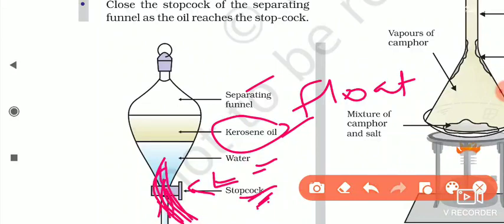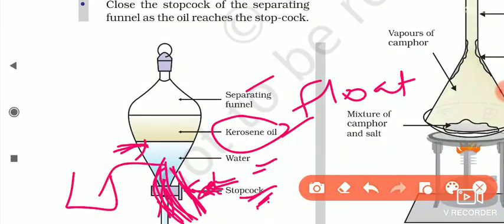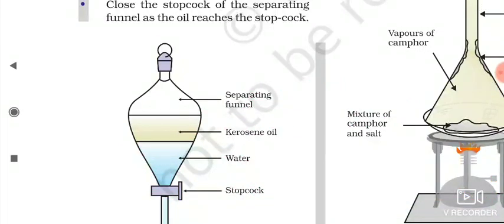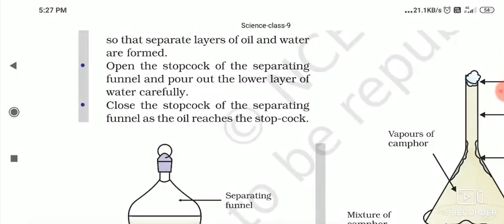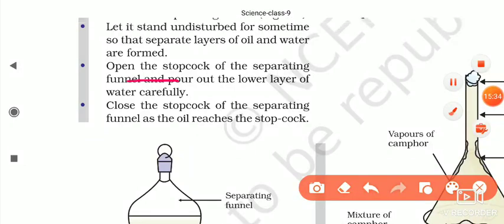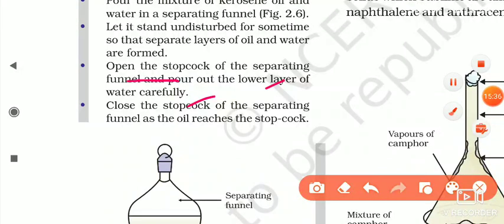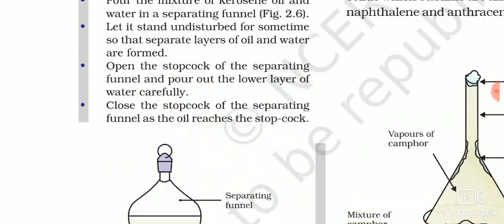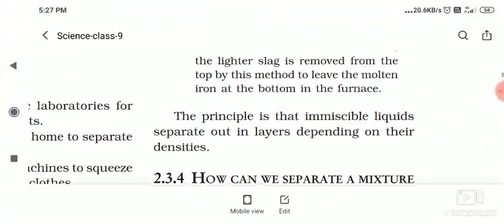The water comes out of the separating funnel, and when the water comes to this level, you stop it. You have the water in the beaker, and the remaining oil is in the separating funnel. This is the method you separate the oil from the water. Open the stopcock of the separating funnel and pour out the lower layer of water carefully. Close the stopcock when the oil reaches the stopcock, then you will have separated it.